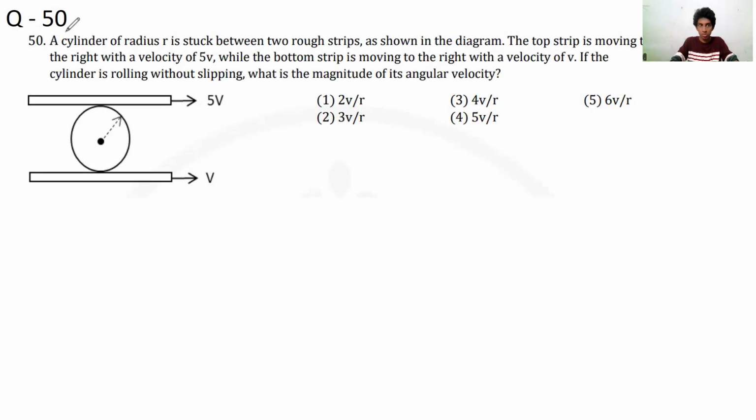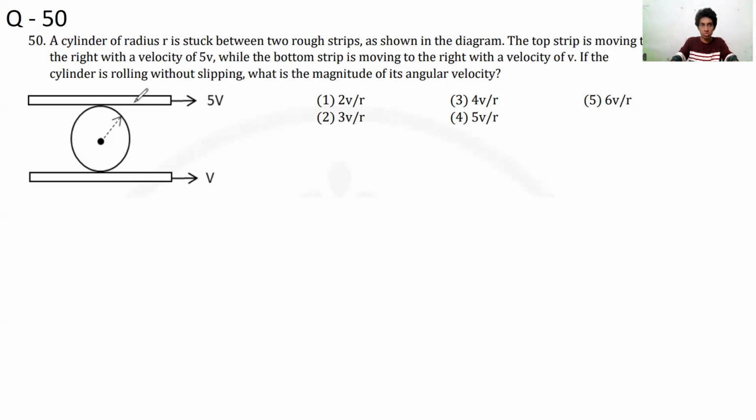Let's move to the last question. Question number 50. A cylinder of radius r is stuck between two rough strips as shown in the diagram. The top strip is moving to the right with a velocity of 5v, while the bottom strip is moving to the right with a velocity of v. If the cylinder is rolling without slipping, what is the magnitude of its angular velocity?